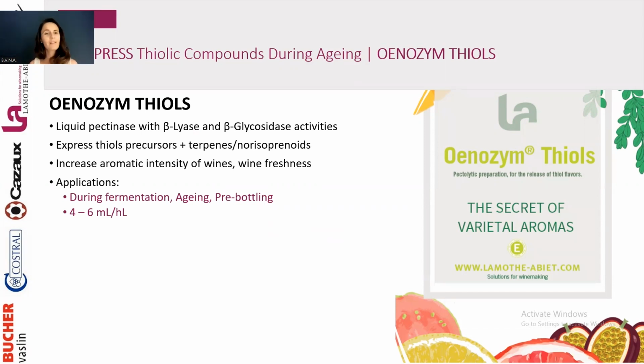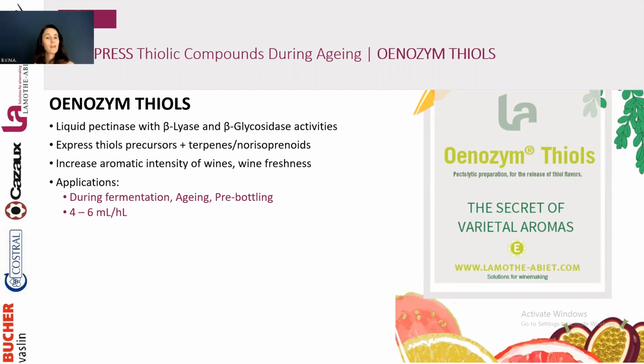There are other varietal aromas, such as terpenes and norisoprenoids, that are also in precursor form. In this case, you need a beta-glucosidase activity to release and express these aromatic compounds. Norisoprenoids and terpenes are very floral and spicy. They smell like roses, violet, cherry, black pepper, cinnamon, all these types of aromas that are also very strong participants in the aromatic profile of the wine. So Enzyme Thiols is really focusing on the beta-lyase, but can also release some terpenes and norisoprenoids.